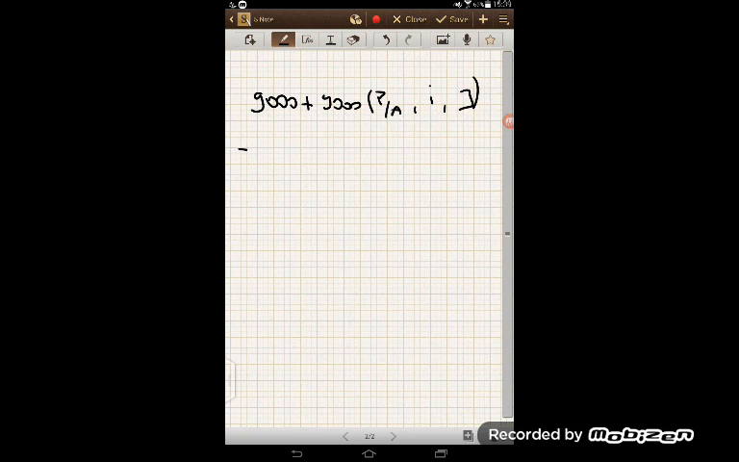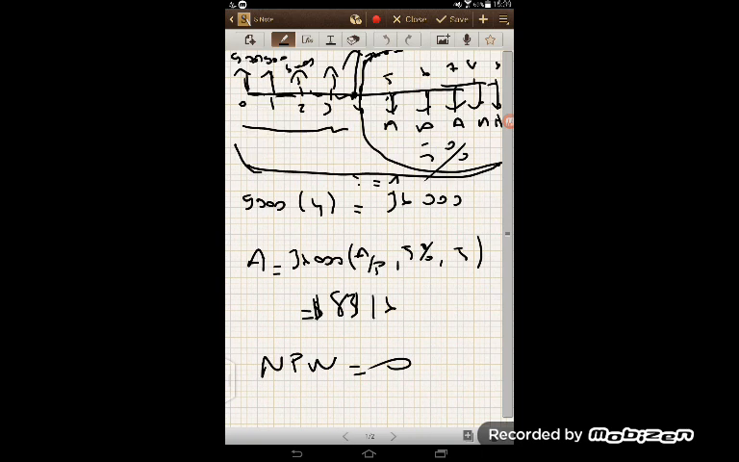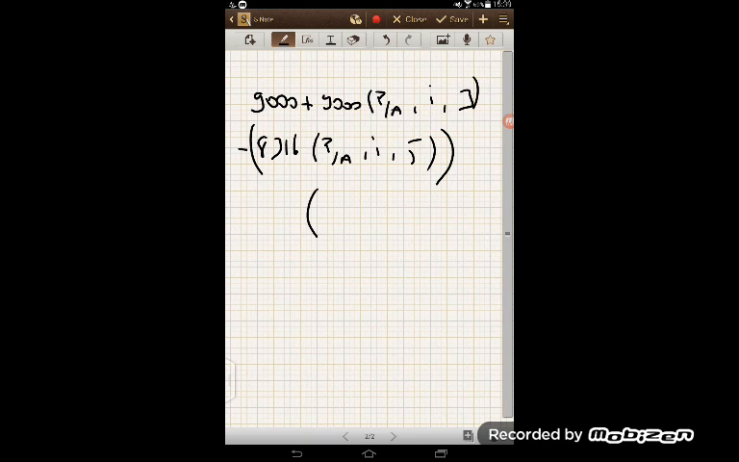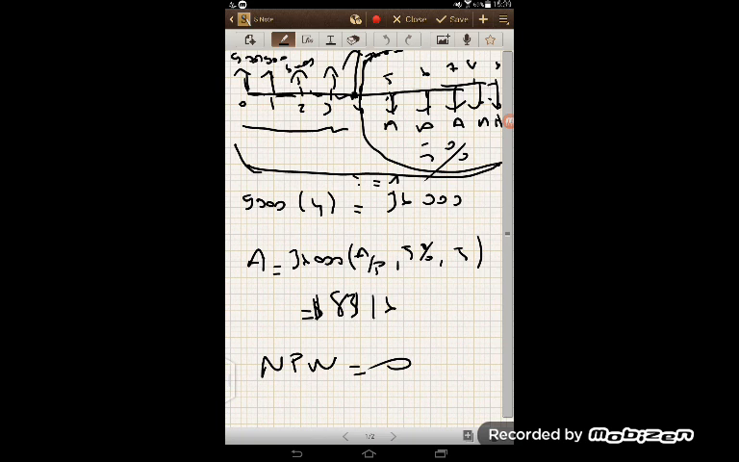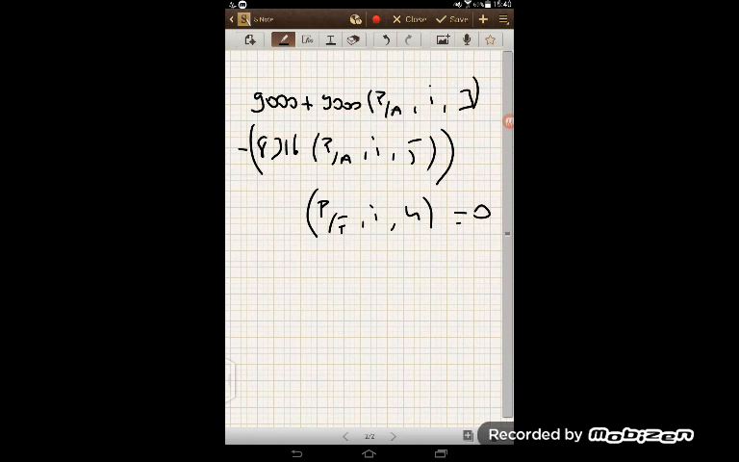Then minus our A, which is 8,316. We take it from annual to present, P over A at I for 5 years. But we need to multiply this amount because this brings us only to the fourth year, where the 36,000 sits. We need to bring it back to the present, so we multiply by P over F at I for 4 years. Then this all is equal to 0.